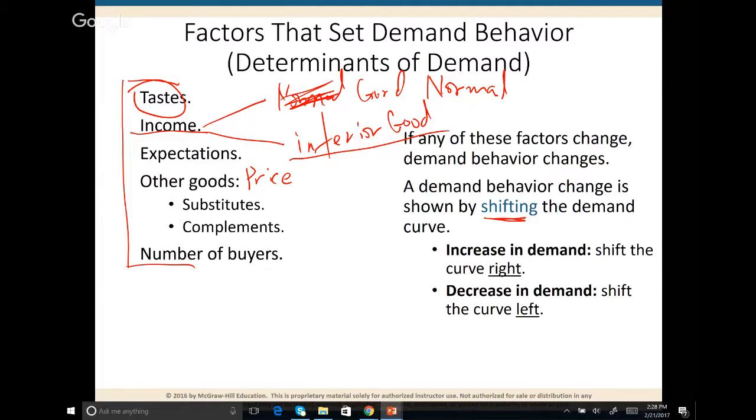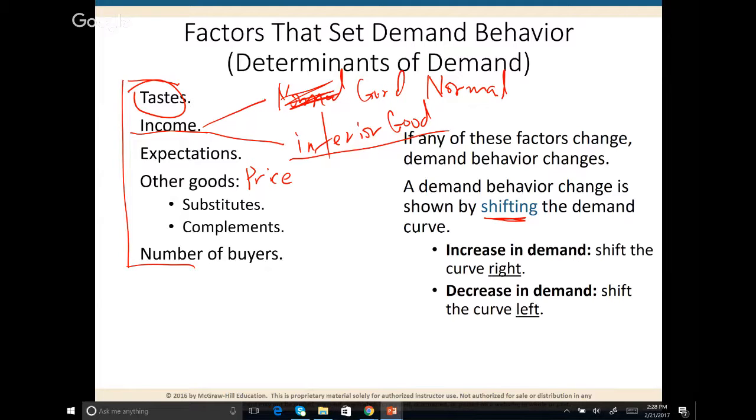So when the price for iPhone is increasing, now according to the law of demand, when iPhone gets more expensive, we buy less iPhone. At the same time, we're going to buy more Galaxy. So demand for Galaxy will be increasing if the price for iPhone is increased.